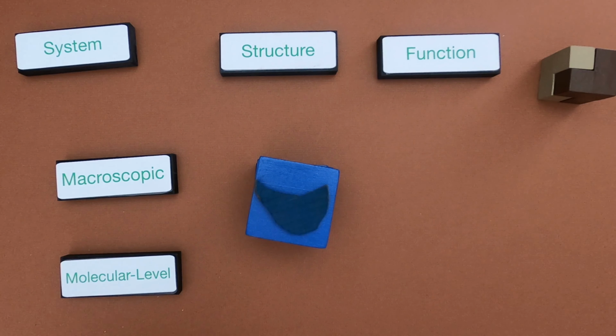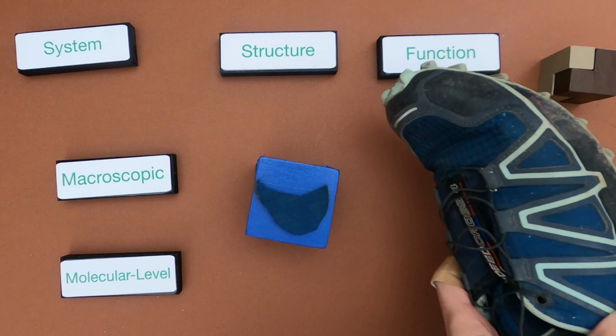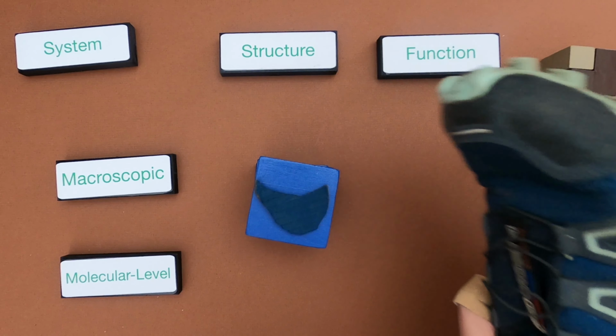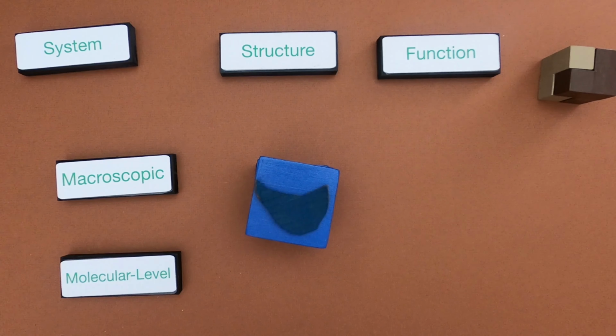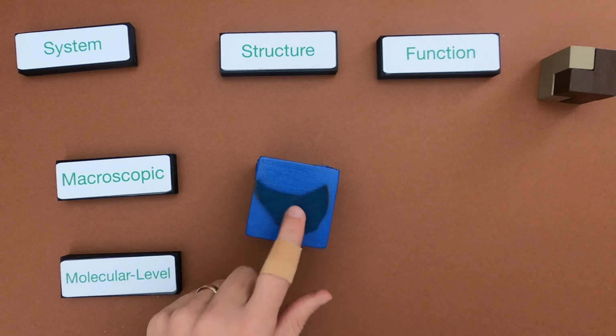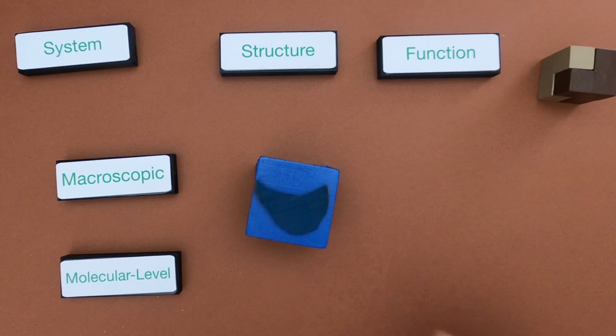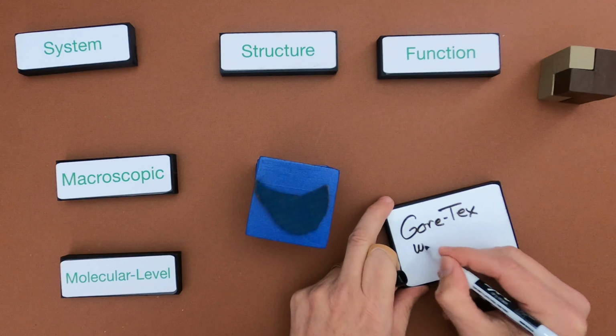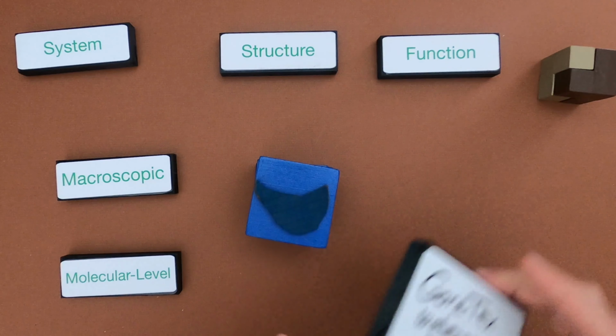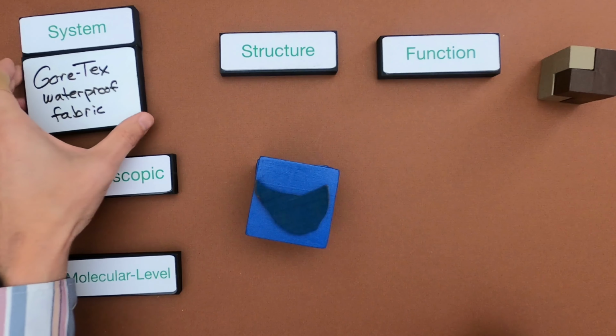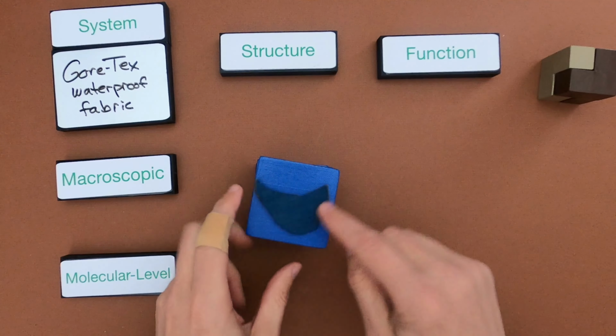Okay, for the second example, we have an old tennis shoe, and this is a Gore-Tex hiking running shoe, and what that means is that it has a waterproof fabric on it. And so we've cut a piece of that off. So let me define the system. The system is this Gore-Tex waterproof fabric. This is what it looks like here.